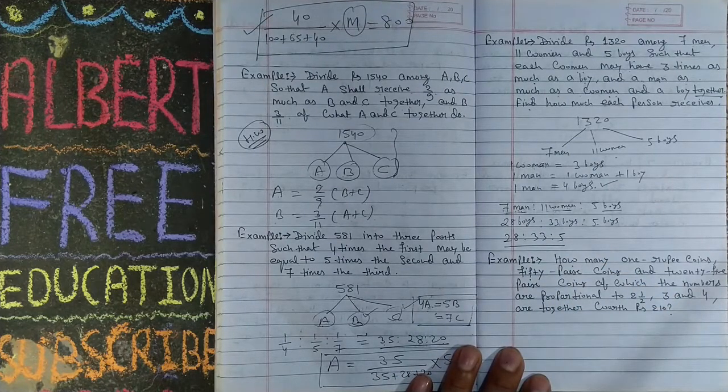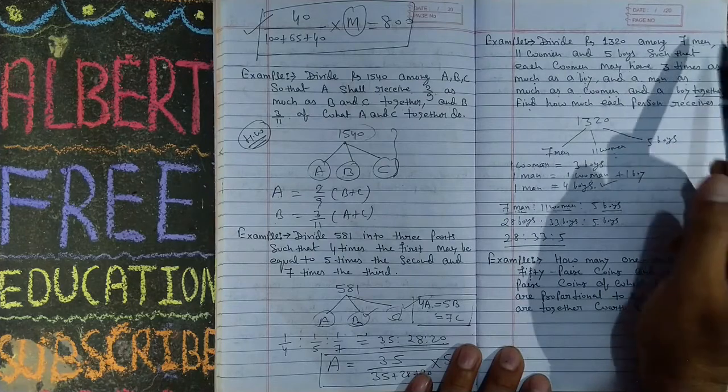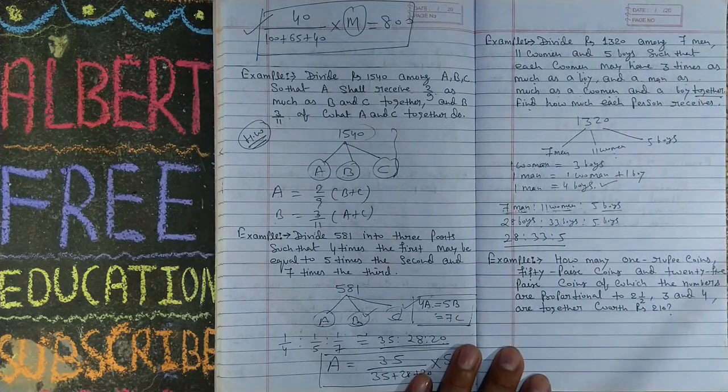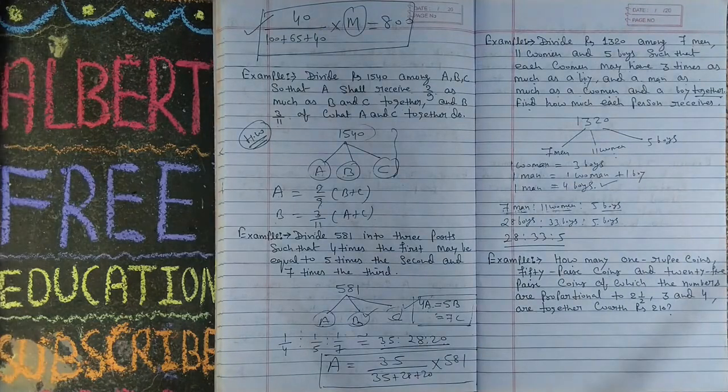Now we have to divide this for 7 men, 11 women and 5 boys. He is asking, so now you can find how much each person receives. Very simple.